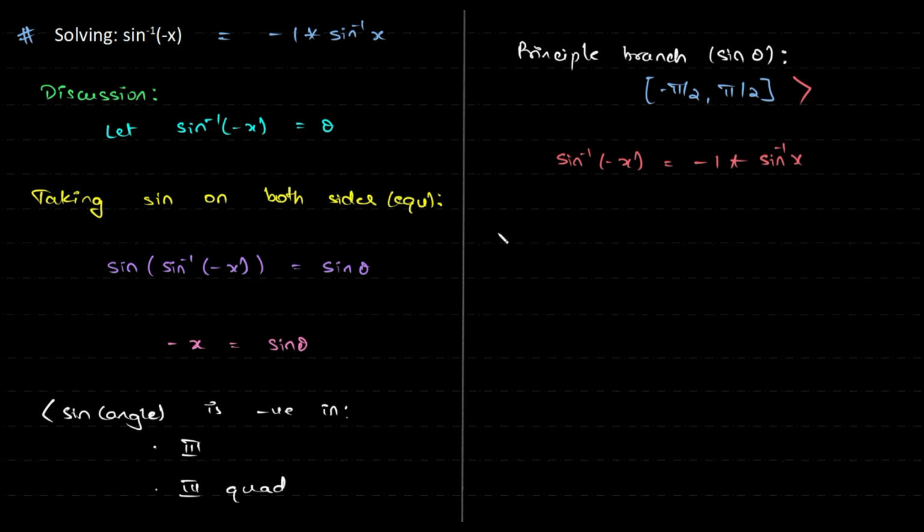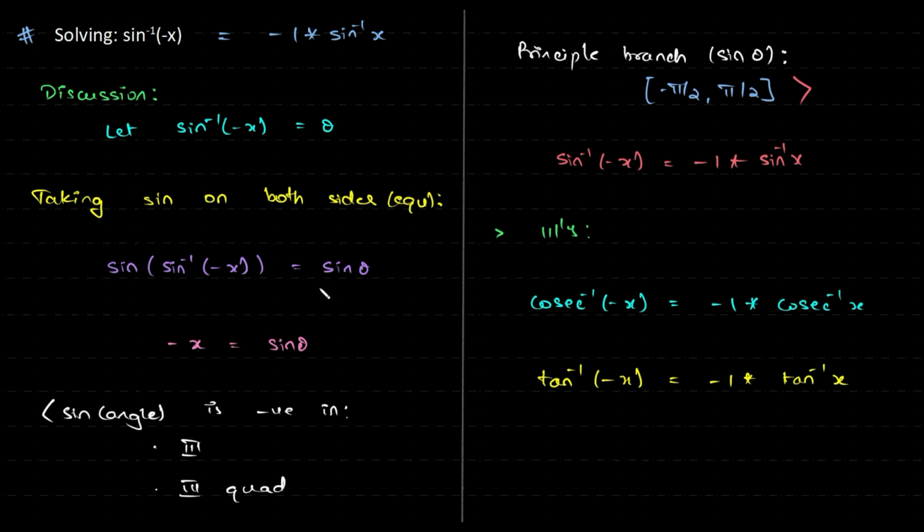Now, a similar set of reasoning can be given to cosecant inverse of minus x. That will be minus 1 times cosecant inverse of x. Then we have tan inverse of minus x, which will be equal to minus 1 into tan inverse of x. Right? Okay, moving on, we have this scenario as well.